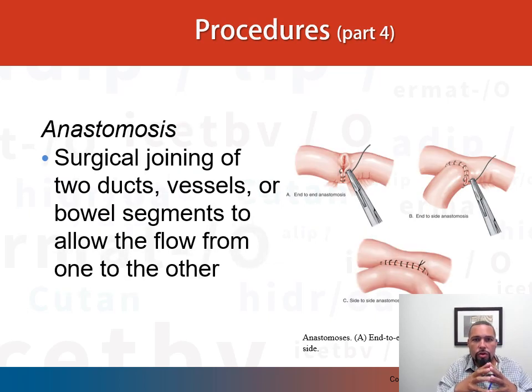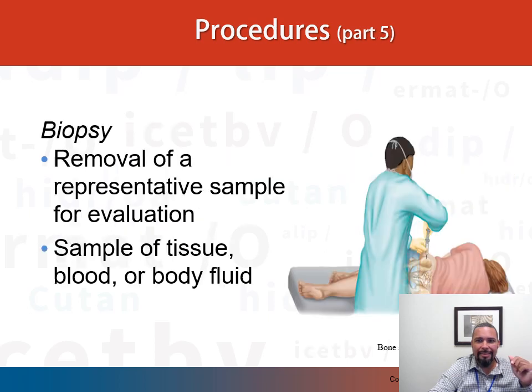Anastomosis is a surgical joining of two ducts, vessels, or bowel segments to allow the flow from one to another. Here you can see a perfect example of three different types of anastomosis, all right: end to end, end to side, or side to side. Not much to say about that other than that.